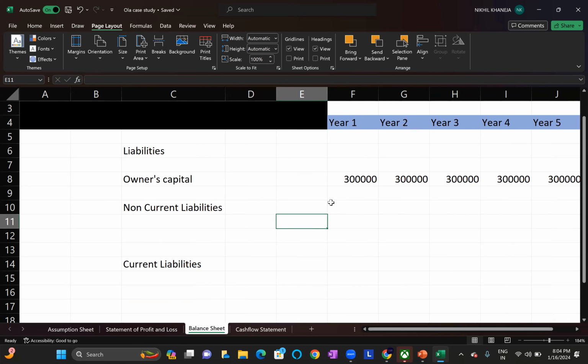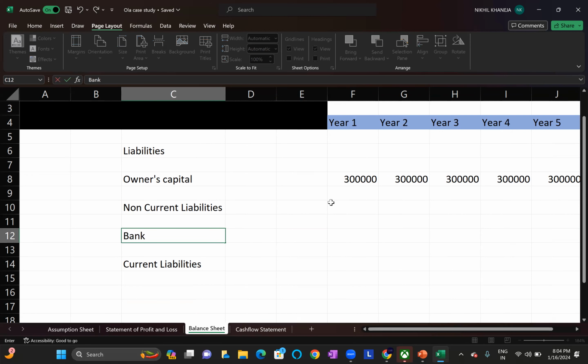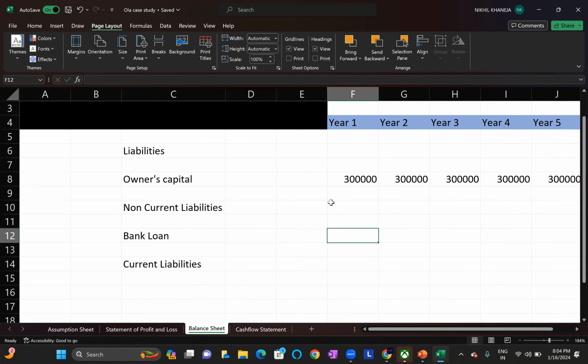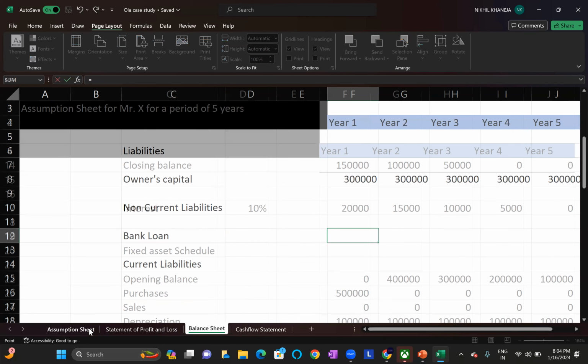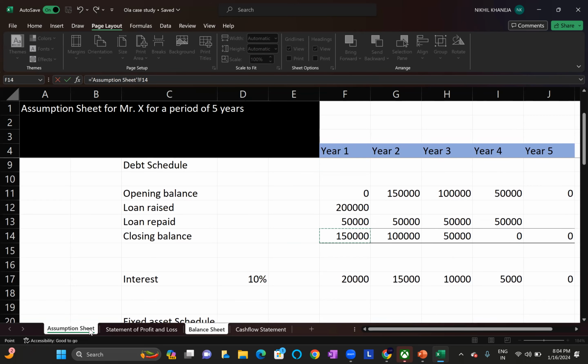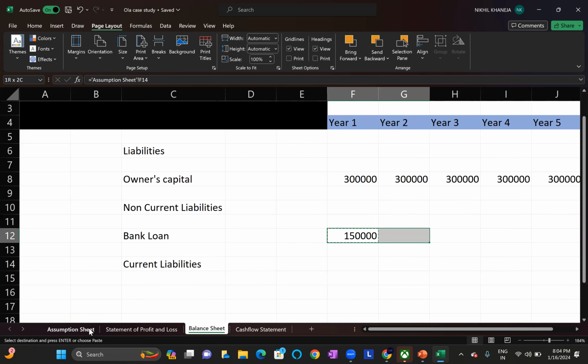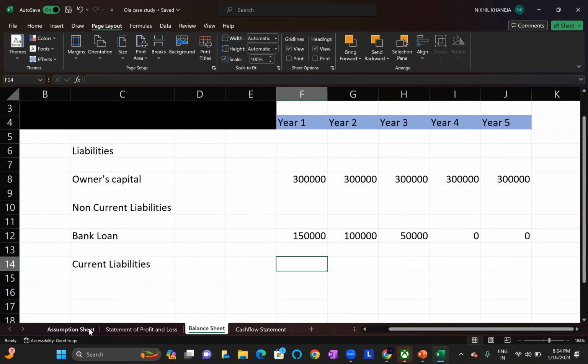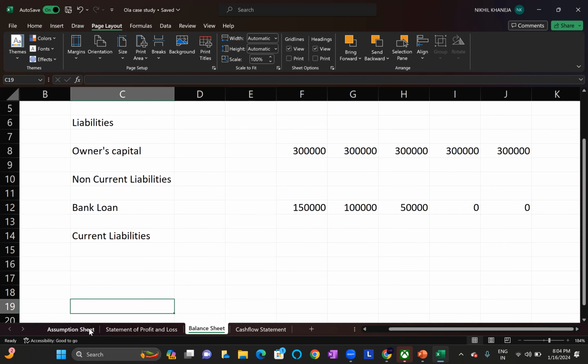So what is my non-current liability? It is nothing but bank loan. I will link this amount from assumption sheet, from the debt schedule. This is the closing balance of my loan. Control C, drag it for remaining years. In this case, as I do not have any creditors or something, so there are no current liabilities. Okay. Owner's capital is 3 lakh. Bank loan is, we linked it from assumption sheet. There are no current liabilities.